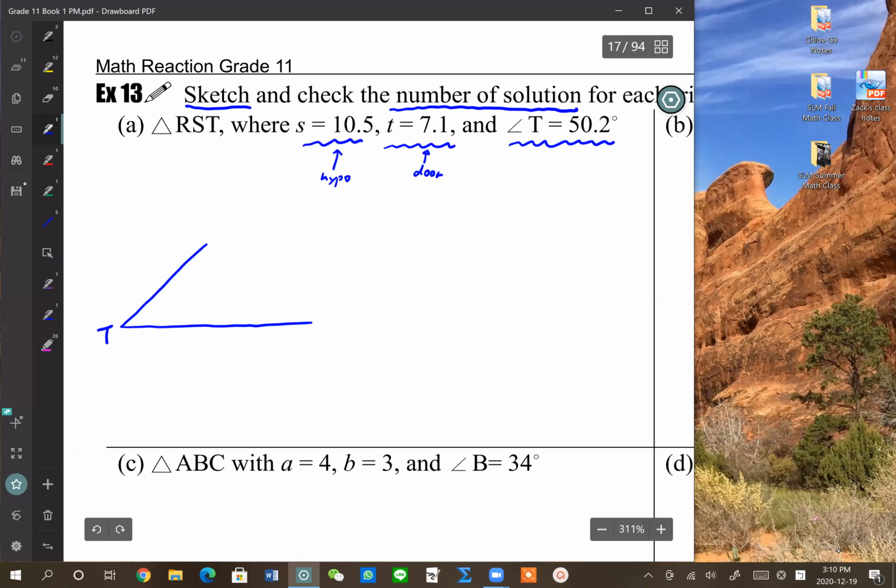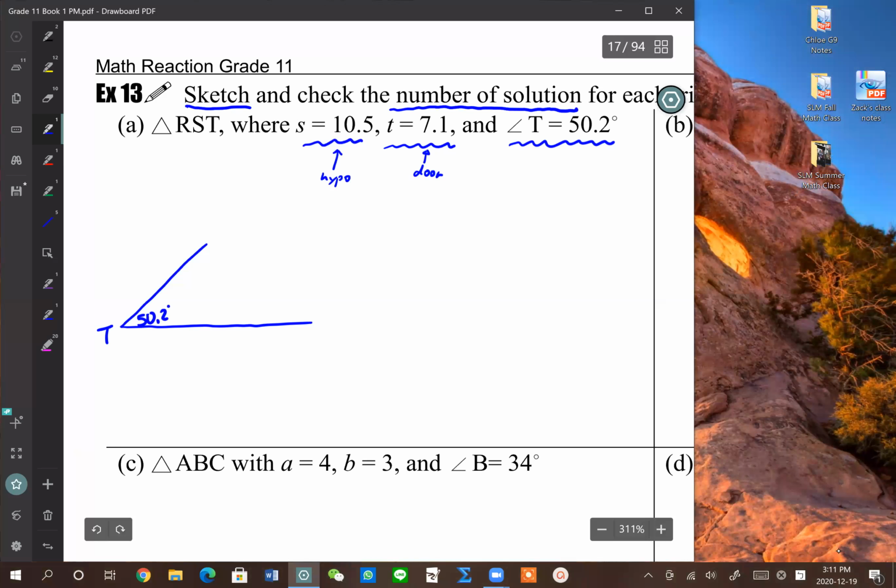Okay, I put angle T just like we put angle A before. I give you 50.2 degrees. The door, because right now I don't know if it will touch the base or not, I just keep it hanging there. We'll need to check later. And then the hypotenuse is S. Right now, I will just pretend it's touching. We don't know, we'll check later. So it looks more normal, right?